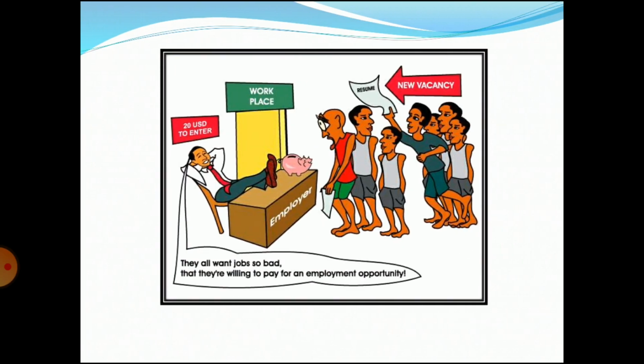Now in this slide you can see that people are queuing behind each other for the purpose of getting a job with their resume in their hand, and the employer is sitting comfortably. His dialogue written here is that they all want jobs so badly that they are willing to pay for an employment opportunity. That means they are even ready to bribe me for getting a job. So this is the condition of the unemployed in our nation, that most of the educated people are still not getting jobs according to their qualification.